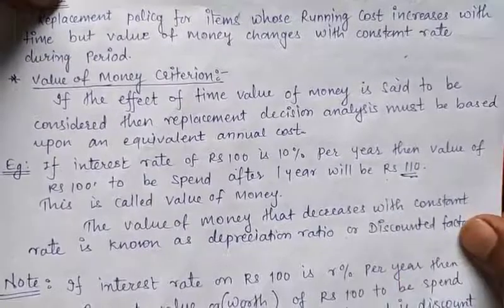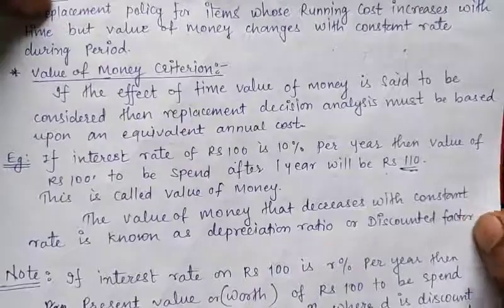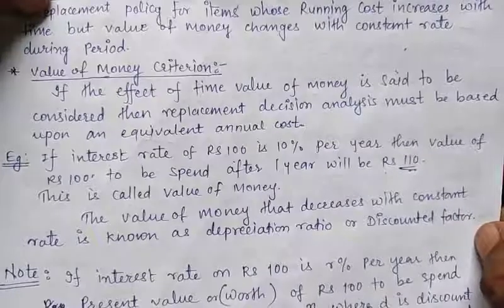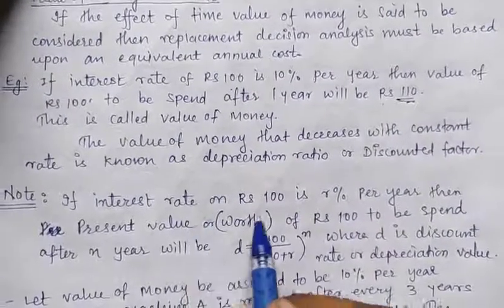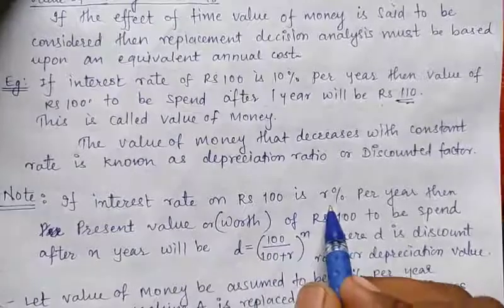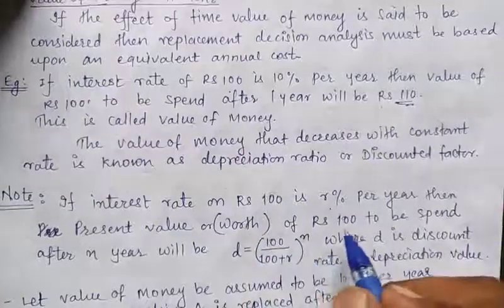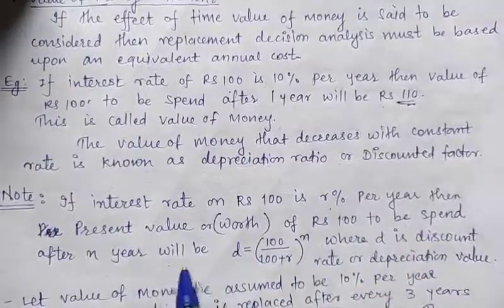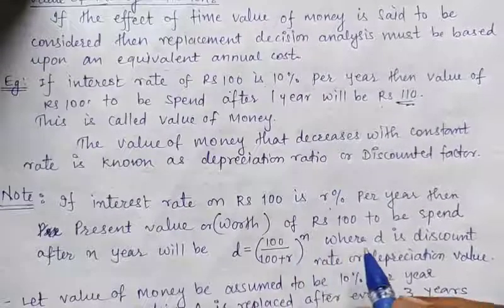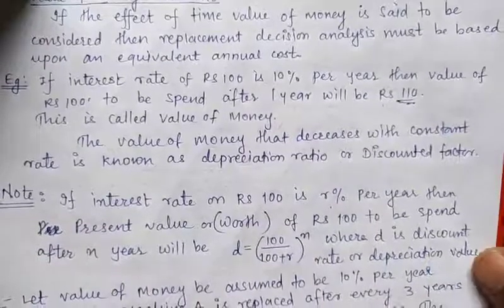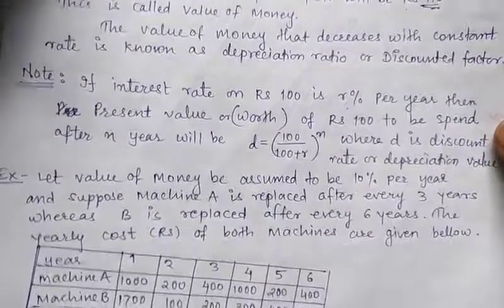Now the value of money that decreases at a constant rate is known as the depreciation ratio, or we call it the discount factor. The discount factor has the formula: if the interest rate on rupees 100 is r% per year, then the present value or worth factor of rupees 100 to be spent after n years will be d equal to 100 upon (100 plus r) raised to n, where d is called the discount rate or depreciation value. Now let's see the example.